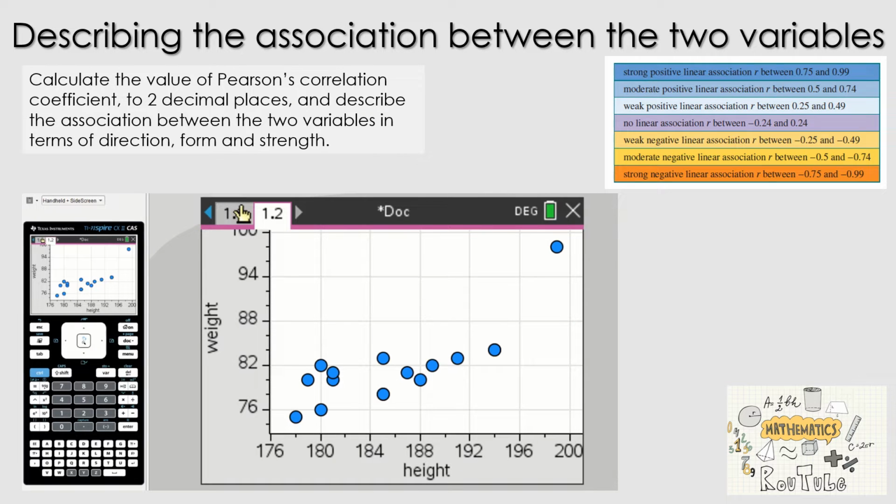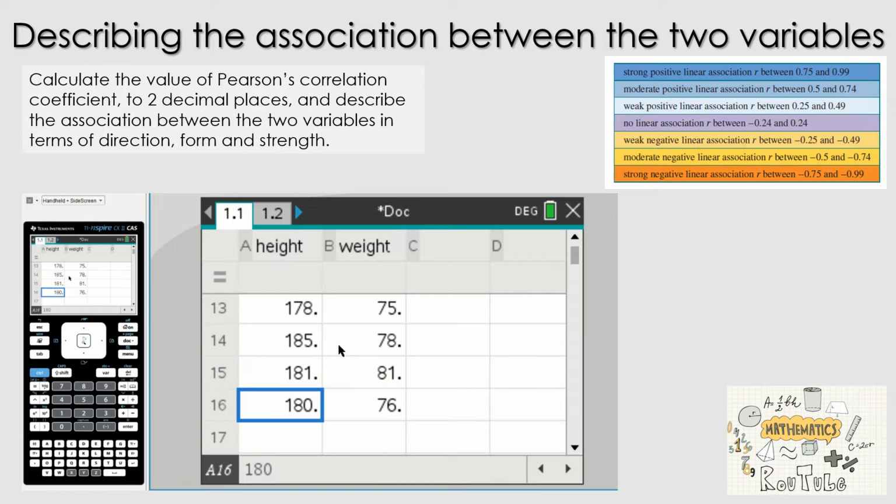All right, so now what we need to do is calculate the value of Pearson's correlation coefficient, which is the R value, to 2 decimal places, and describe the association between the two variables in terms of direction, form, and strength. And we're going to use the table in the top right-hand corner to assist us. Okay, so once we have created our scatter plot, we need to go back to our lists and spreadsheets. So we need to go back here.